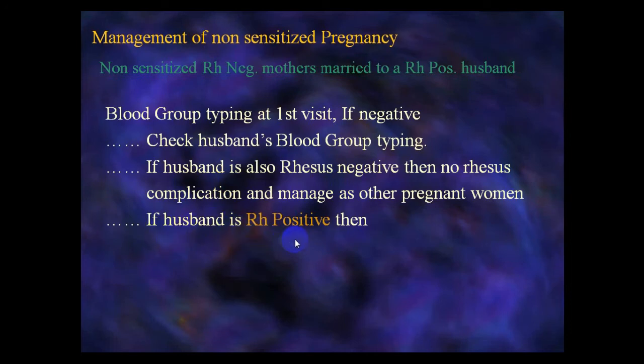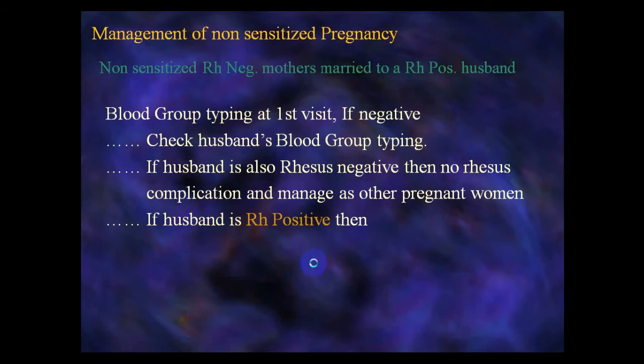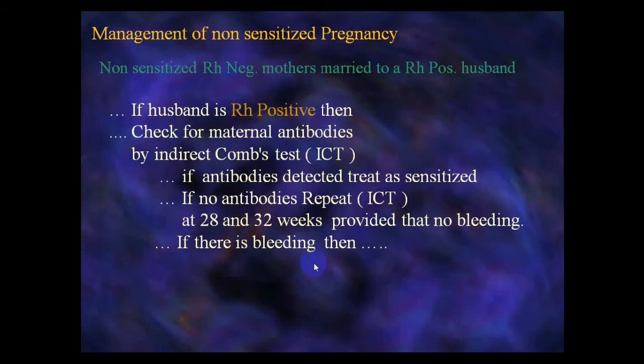If the husband is Rh positive, then the complication starts. If Rh positive, then check for maternal antibody by indirect Coombs test. If antibody is detected, treat as a sensitized mother. If no antibody, repeat the indirect Coombs test at 28 and 32 weeks, provided that there is no bleeding.